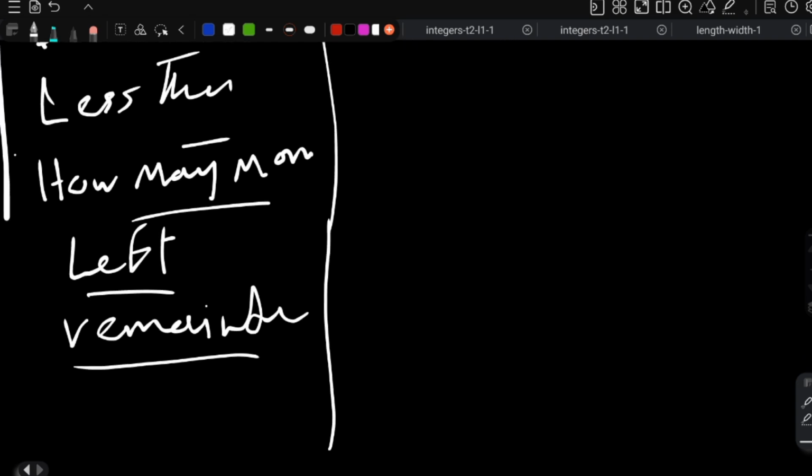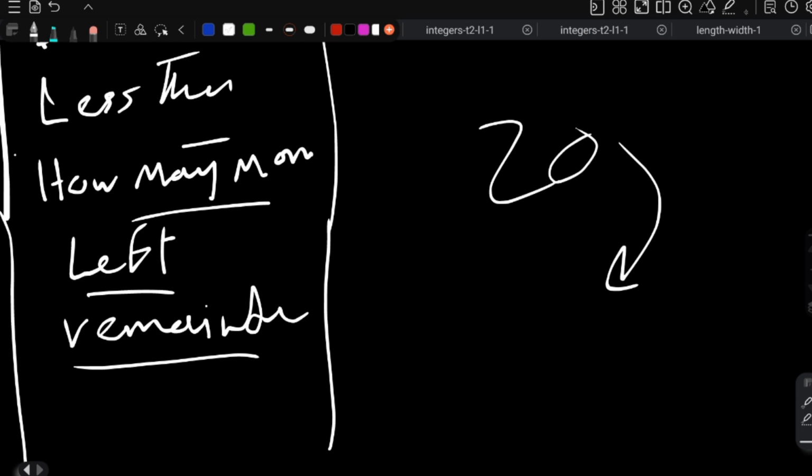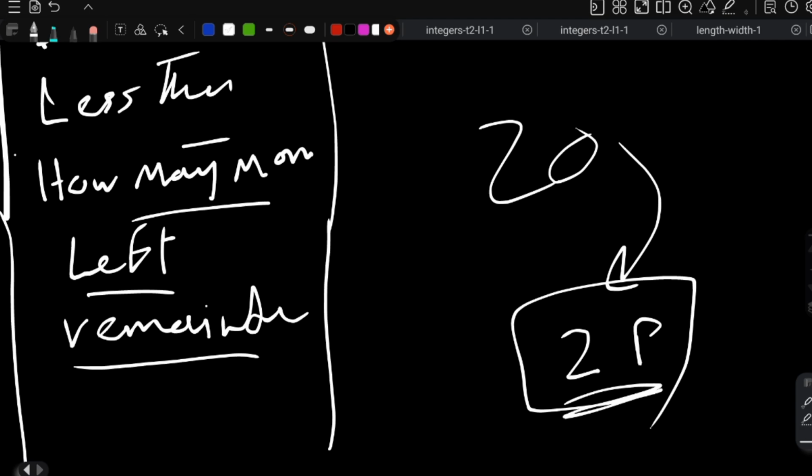If you go to the bookstore or the supermarket and you pay for the price of the book, you paid 20, and the seller gives you back 2 pounds, for example. So this is the meaning of remainder.